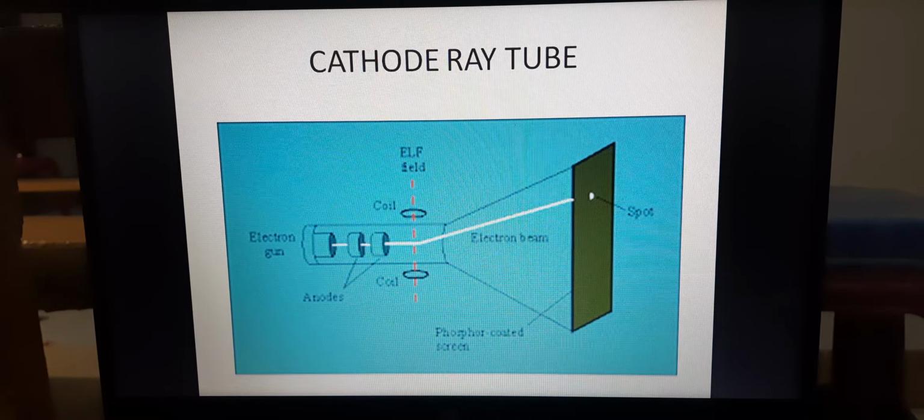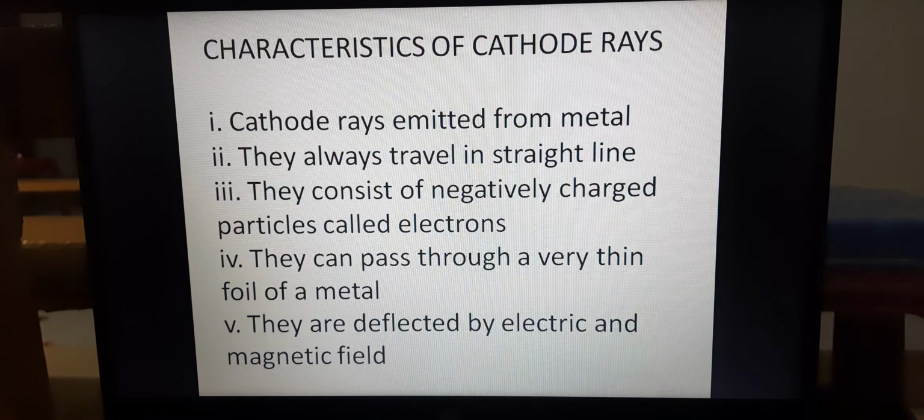Since the rays come out from the cathode, he gave the name cathode ray, and the tube he formed he termed the cathode ray tube. So what are the characteristics of the cathode rays? Cathode rays are emitted from metal. They always travel in a straight line. They consist of negatively charged particles called electrons.